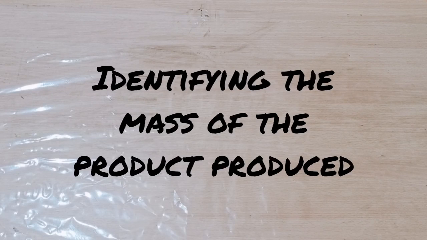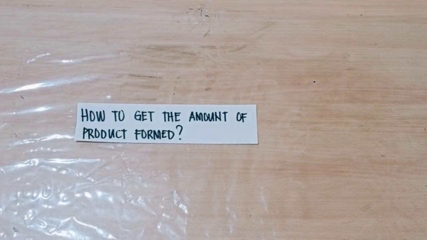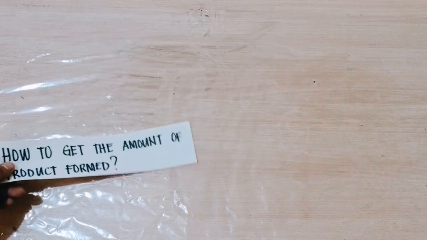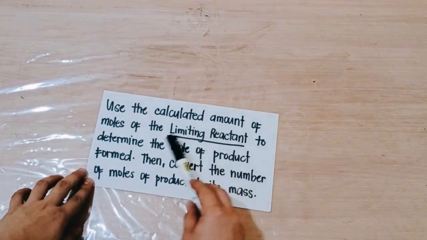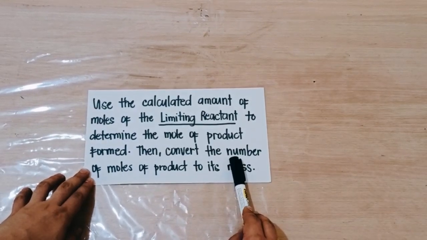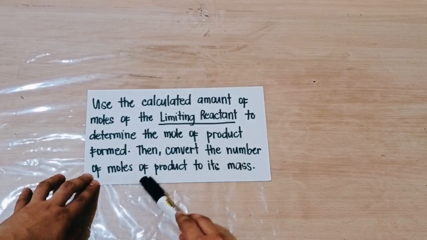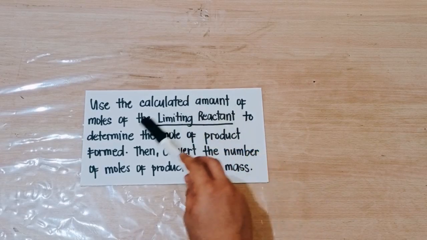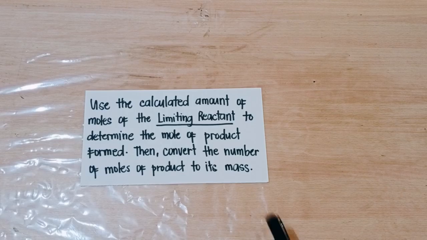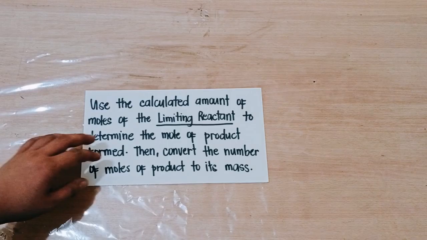Now, meron pa tayong isang hinahanap. Ano yun? Yung mass ng disulfur dichloride. So, how to get the amount of product form doon sa disulfur dichloride na sinasabi? So, sabi dyan, use the calculated amount of moles of the limiting reactant to determine the mole of the product, then convert the number of moles of product to its mass. Again, kukuwain natin yung limiting reactant na nasolve natin doon sa limang steps. Then after that, madedetermine natin doon or makukuha natin doon yung mass product ng disulfur dichloride.